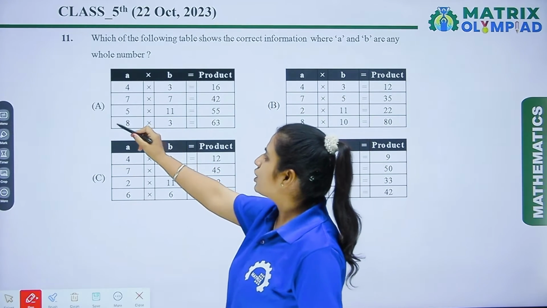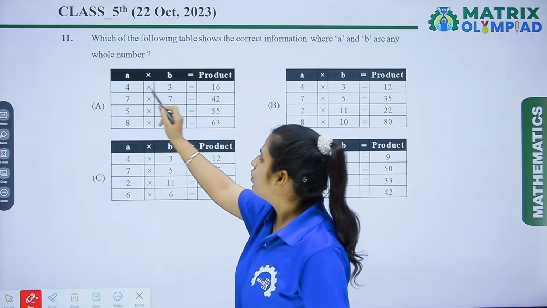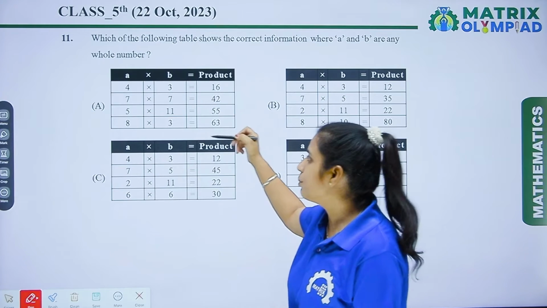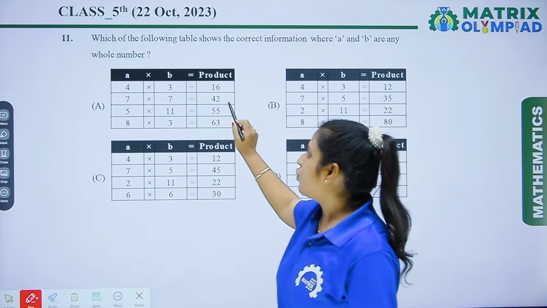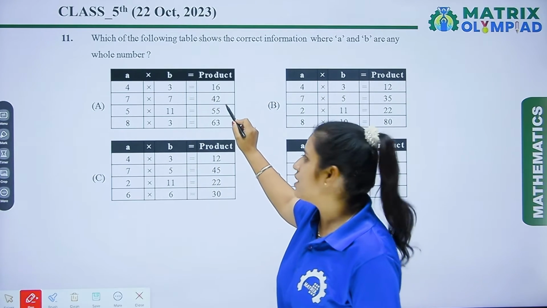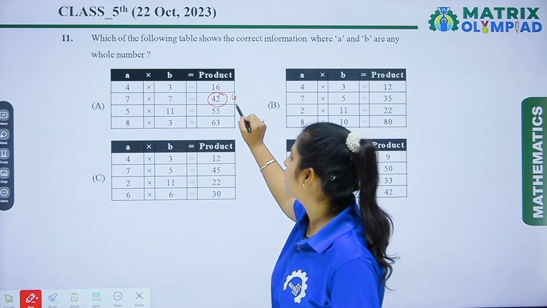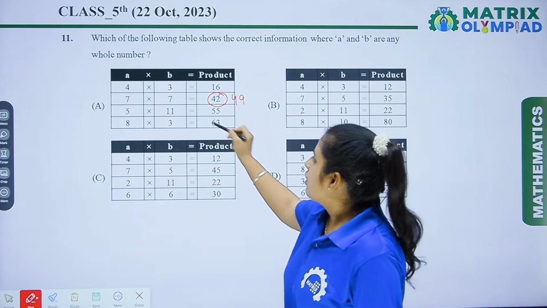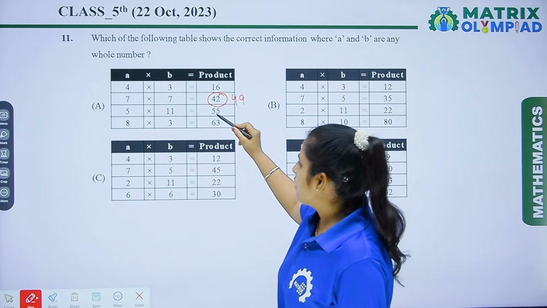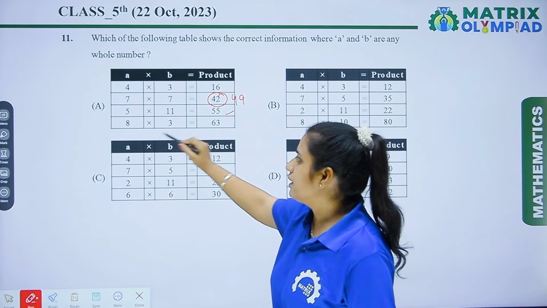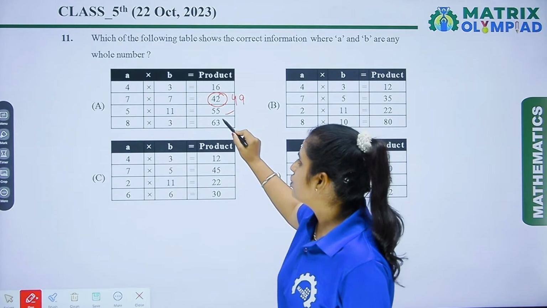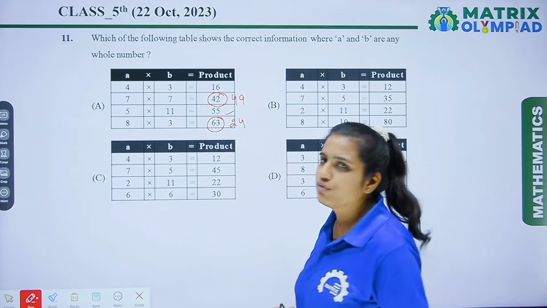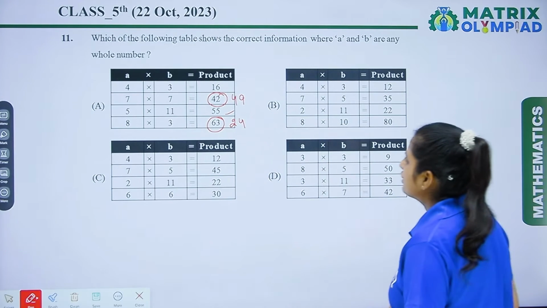So here in option A, 4 times 3 is 16. Now we are checking the information. 7 times 7 is 42. So here 7 times 7 is not 42, it's 49. So this information is incorrect. The rest: 5 times 11 is 55, this is correct. 8 times 3 is 63. So this information is also not correct, it is 24. Now let's check the other table.